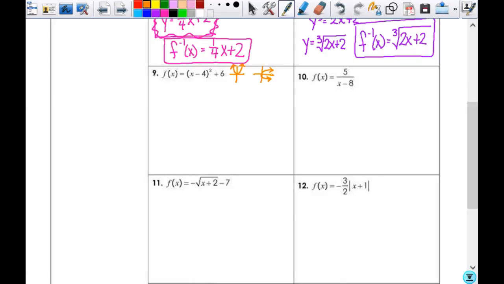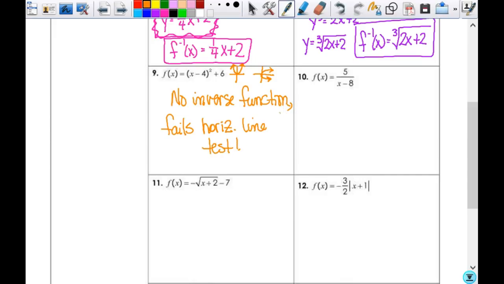Is that a function? The answer to that is no, because this passes the vertical line test and it fails the horizontal line test. So even if I didn't draw that, I know it fails the horizontal line test. It's not an inverse function because it has an inverse relation, but that inverse relation fails the vertical line test. So the inverse is not a function. So this is no inverse function, because it fails the horizontal line test. Okay, this is my answer.